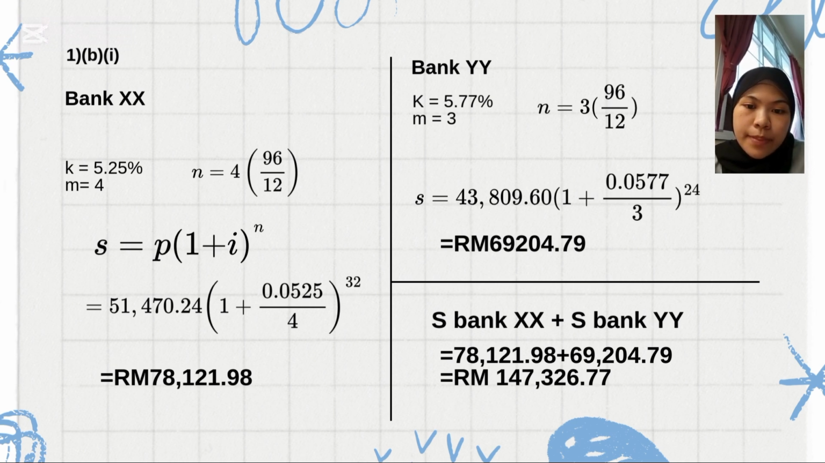69,204 ringgit 79 cent. Next, we need to count for S from bank XX plus S from bank YY. So 78,121.98 plus 69,204.79, and the answer is RM 147,326 ringgit 77 cent.